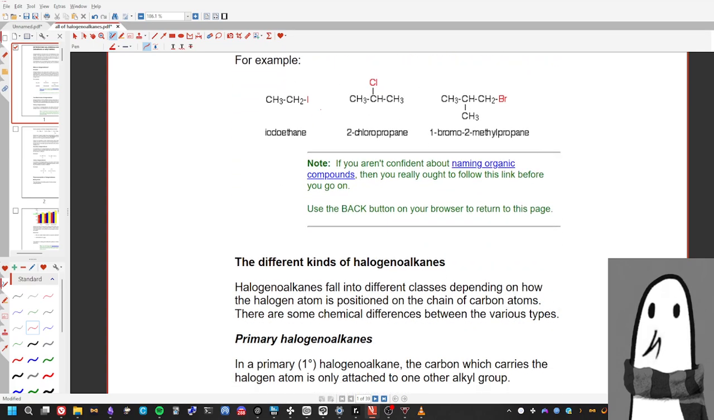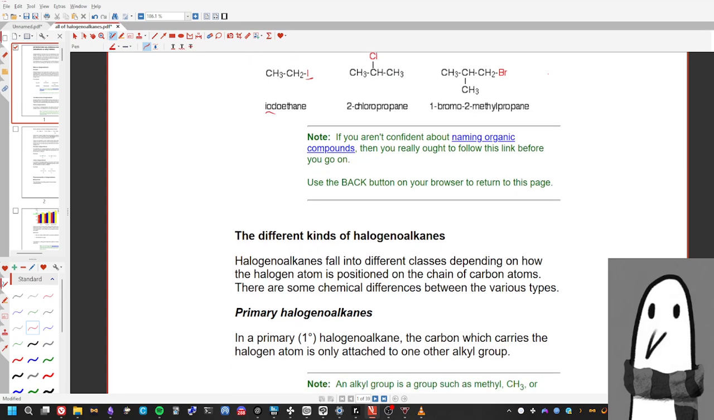For example, we have here the namings. This is the most important part. So over here, we're only going to be talking about three halogens: bromine, chlorine, and iodine. And then there's also fluorine, but again, fluorine is mostly unreactive, so we don't talk about it. Iodoethane is the name for iodine, chloro is the name for chlorine, and bromo is the name for bromine.